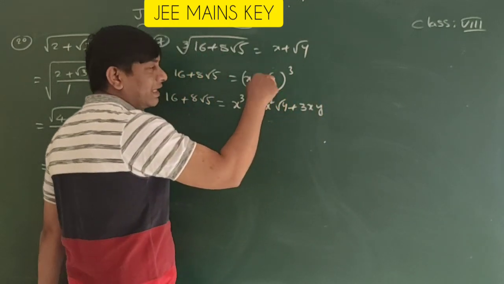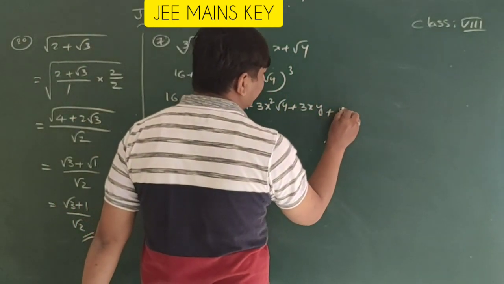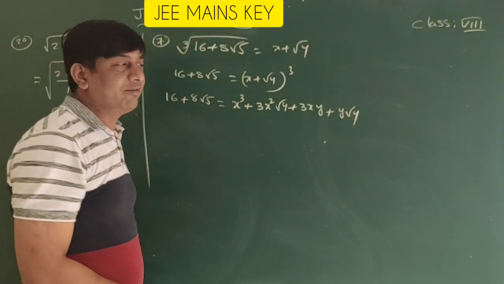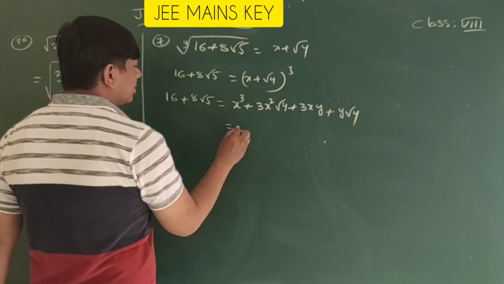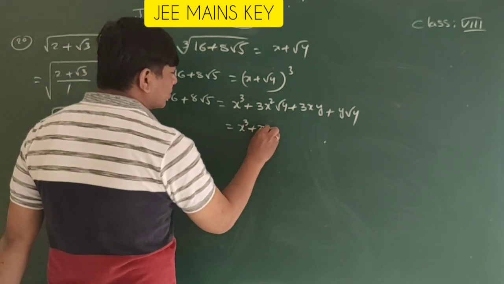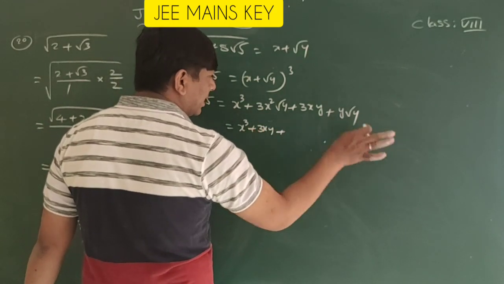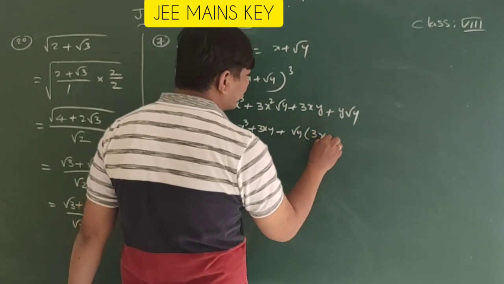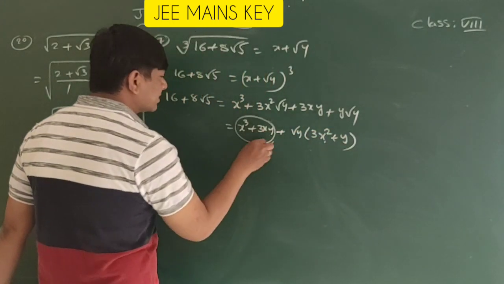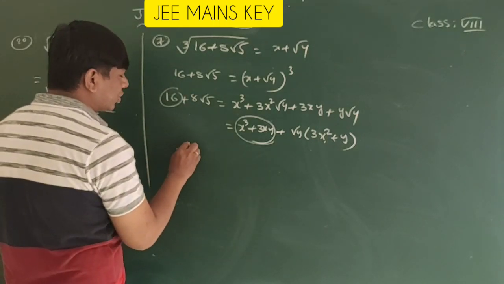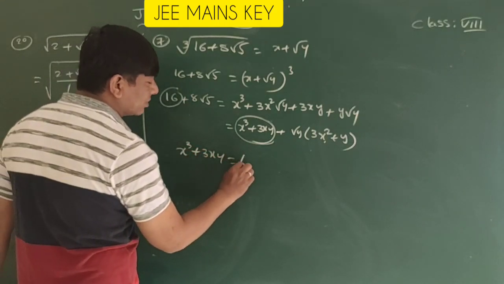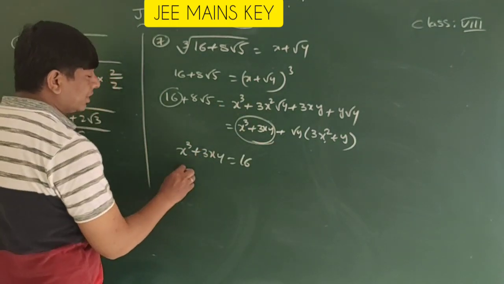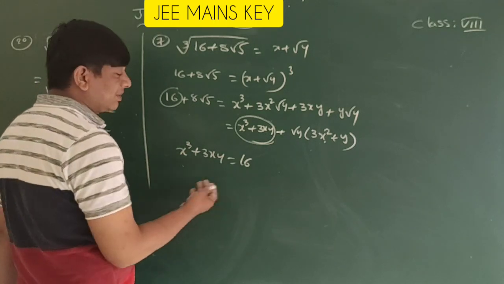b square means root y squared, which is y, plus b cube is y root y, because root y whole cube is root y into root y into root y, y root y. Now x cube plus 3xy, rational numbers separate and irrational numbers separate them. So root y, if you take common, 3x square plus y. Now equate the rational numbers: x cube plus 3xy is equal to 16. By trial method, substitute the x value as 1. Substitute any value and simplify.